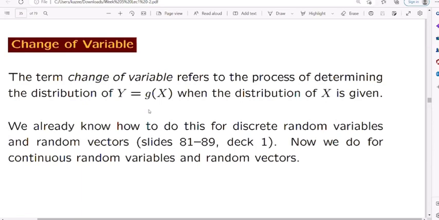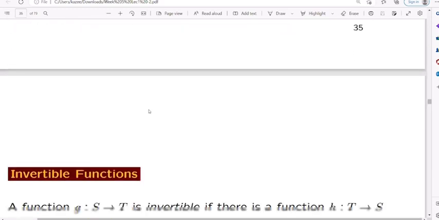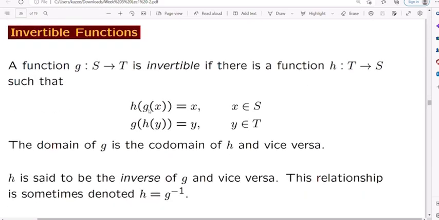So how can we find the probability distribution associated with the new variable y? We've done that for discrete in the deck, one slide that we've done before, but now we want to repeat the same for continuous random variables. Because of that, we are going to get ourselves familiar with what we call invertible functions.